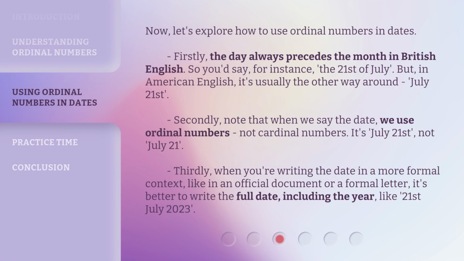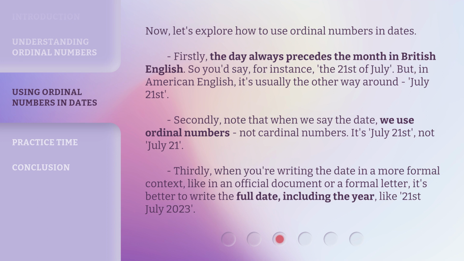Now, let's explore how to use ordinal numbers in dates. Firstly, the day always precedes the month in British English. So you'd say, for instance, the 21st of July. But in American English, it's usually the other way around, July 21st. Secondly, note that when we say the date, we use ordinal numbers, not cardinal numbers. It's July 21st, not July 21.